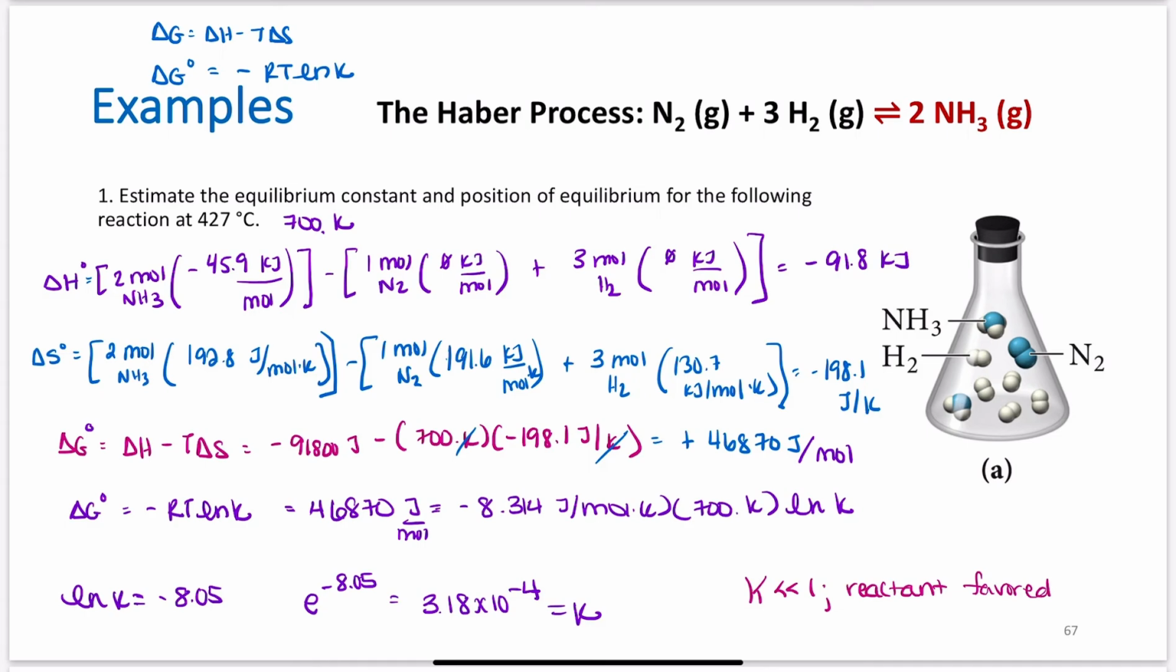But again, I was trying to find the equilibrium constant. I know this equation for equilibrium constant. I was able to calculate my equilibrium constant here. But in order to calculate this, I really had to find delta G. I can use this equation to find delta G, but I need delta H and delta S under standard conditions. So I had to look up all those values and calculate that first.